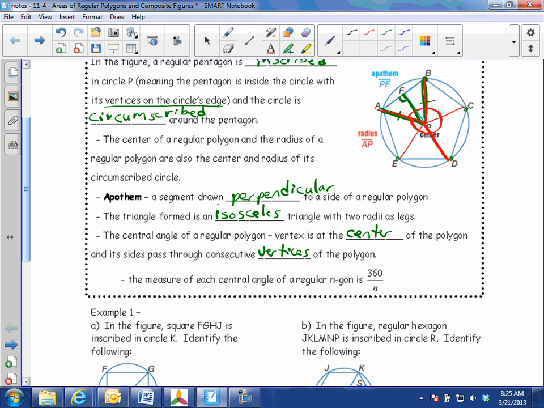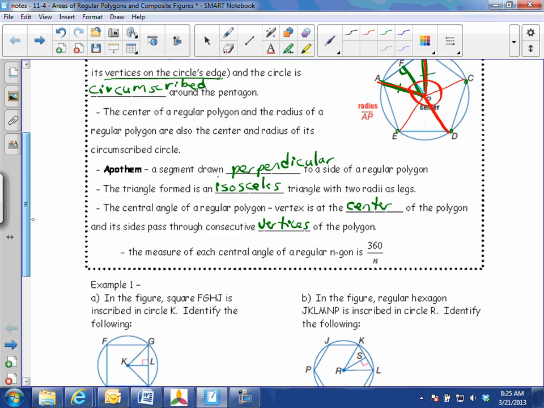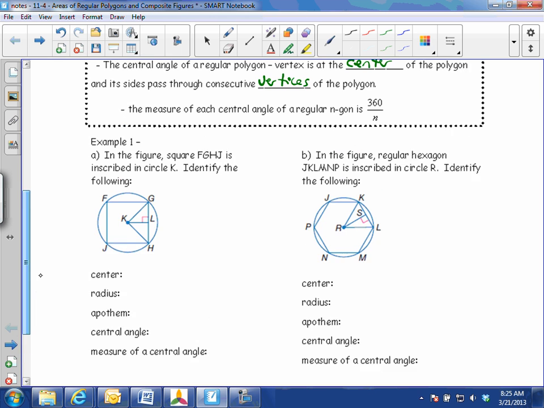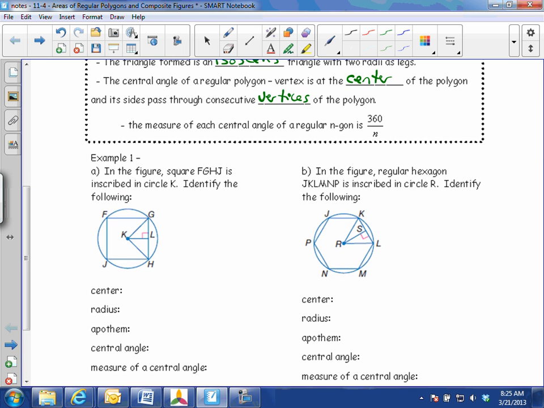Questions so far? Okay, let's see what we can do with some examples. So 360 divided by 5 gives us the measure of the central angle.